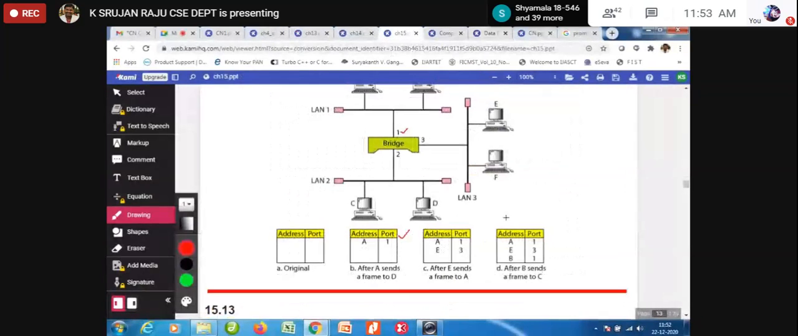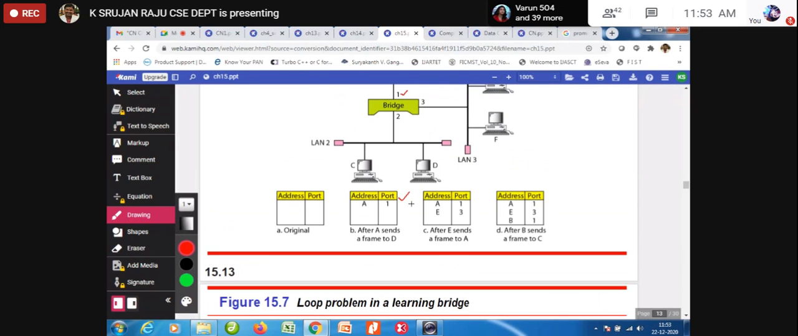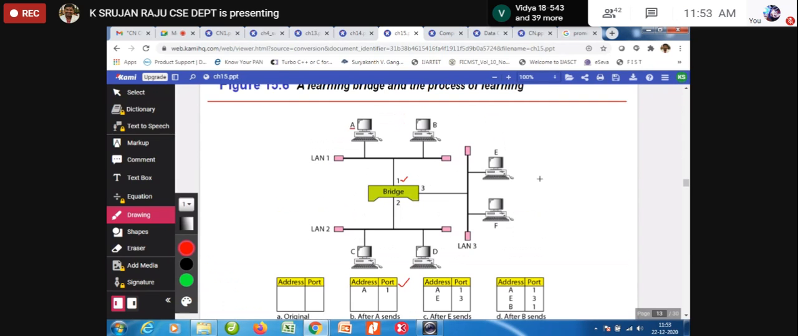Now here, after A sends the frame to D, it has learned that in future all frames for A need to be sent to port 1. When E sends a frame to A, it has learned that E is connected to port 3 and makes an entry, and whenever E is sending to A, it looks at the table and forwards it to port 1.